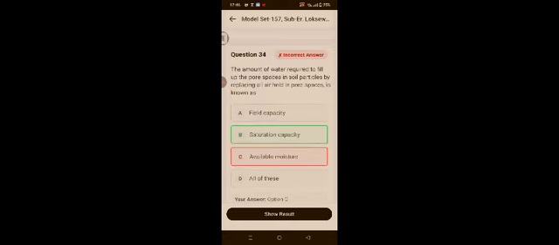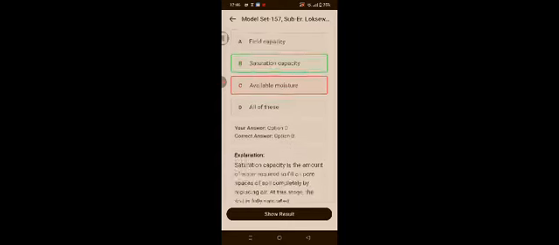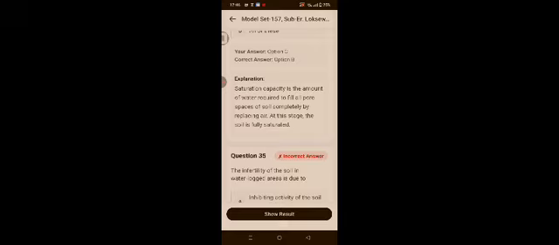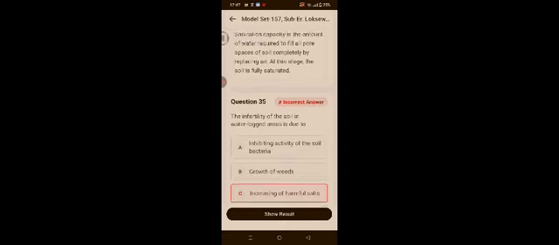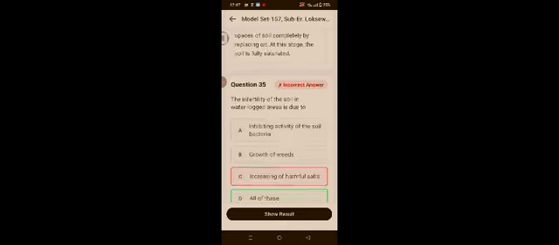The amount of water required to fill up the pore space in the soil by replacing all the air-held pore space is known as the saturation capacity. Saturation capacity is the amount of water required to fill all the pore space of the soil completely. By replacing the air at this stage, the soil is fully saturated.